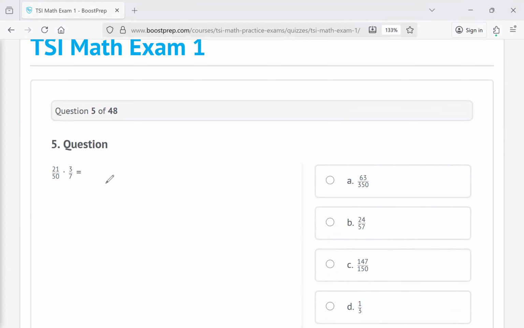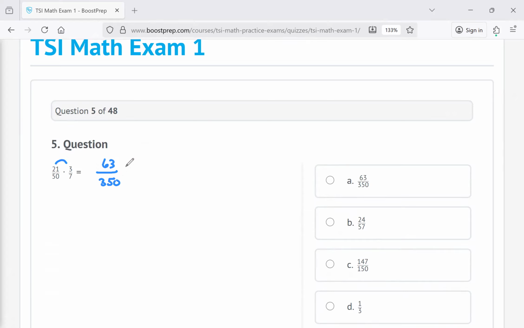Question 5, 21 over 5 times 3 over 7. We are multiplying fractions, and when you multiply fractions, you can just multiply across. So go ahead and multiply across. What is 21 times 3? It is 63. And then 50 times 7 is 350.